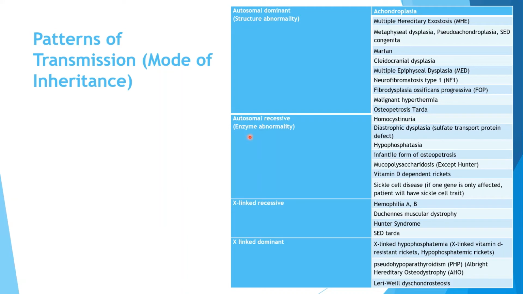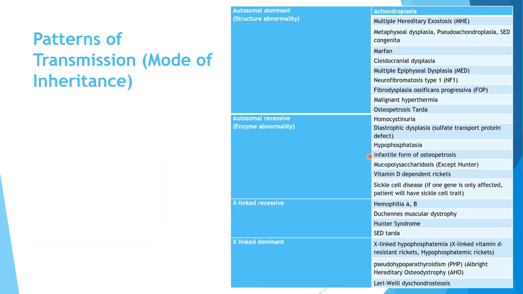Autosomal recessive. Autosomal recessive is usually due to enzyme abnormality like the homocystinuria or the hypophosphatasia. Diastrophic dysplasia is autosomal recessive, so we know most of the dysplasias are autosomal dominant, but the diastrophic dysplasia is actually autosomal recessive.